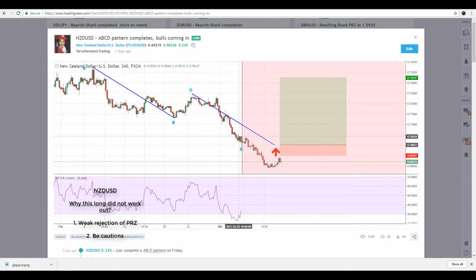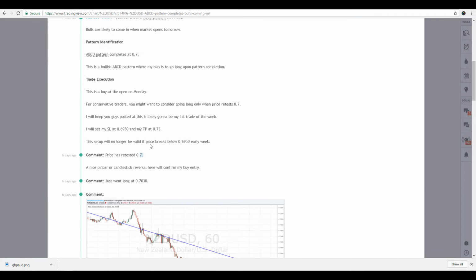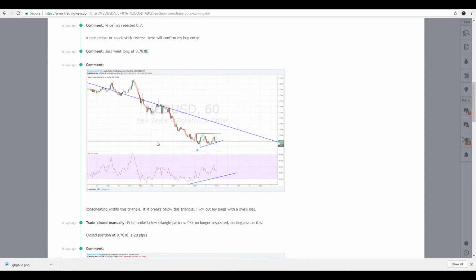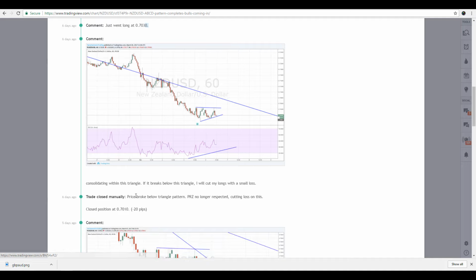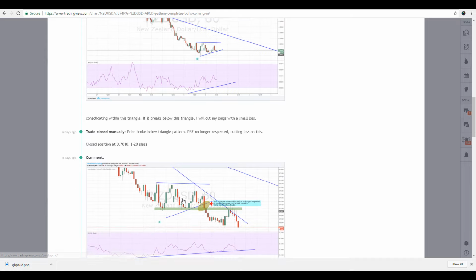What happened was that I went in at 0.7030 for long, but I was very cautious. And I told you guys that I updated in TradingView that I drew a triangle. If this triangle breaks down, I'm going out. I'm out. Yep. So in the same day, price broke below the triangle and I got out, and I lost 20 pips on this setup.